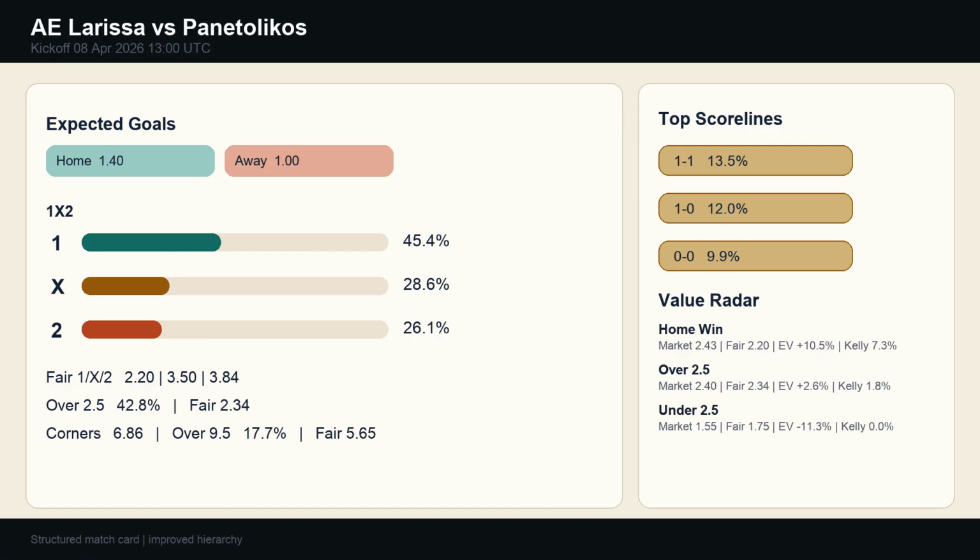Now AE Larissa against Panathinaikos. The model leans under 2.5. This is not a high-event projection. The structure of the game, in model terms, is narrow, moderate, and short on attacking explosion. It is the kind of fixture where the total is more interesting than the side.